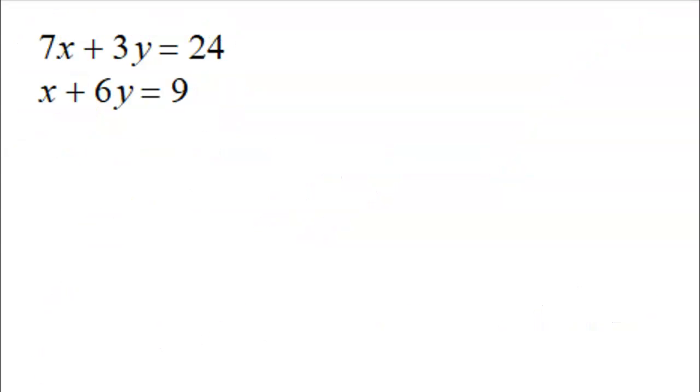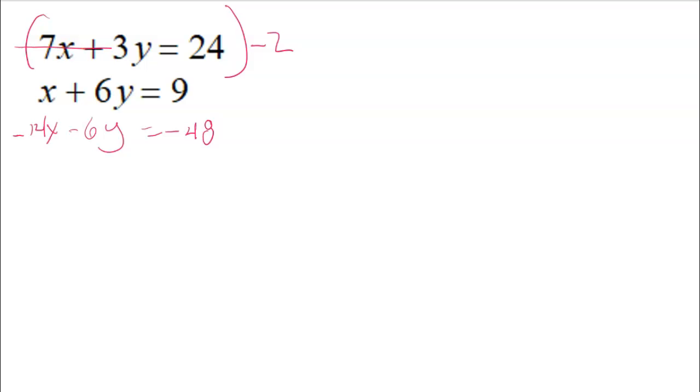Okay, last one like this. What is the easiest thing to eliminate? It really doesn't matter which one we want to do. But I think the easiest to eliminate is going to be the top one, because we could turn this into a -6y, pretty easily. So let's multiply this whole thing by -2. 7 times -2 is -14. 3 times -2 is -6. 24 times -2 is -48.